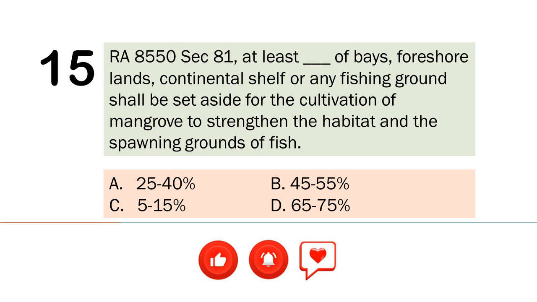Question number 15. Republic Act 8550 Section 81 states that at least how many percent of bays, foreshore lands, continental shelf or any fishing ground shall be set aside for the cultivation of mangrove to strengthen the habitat and the spawning grounds of fish. A.